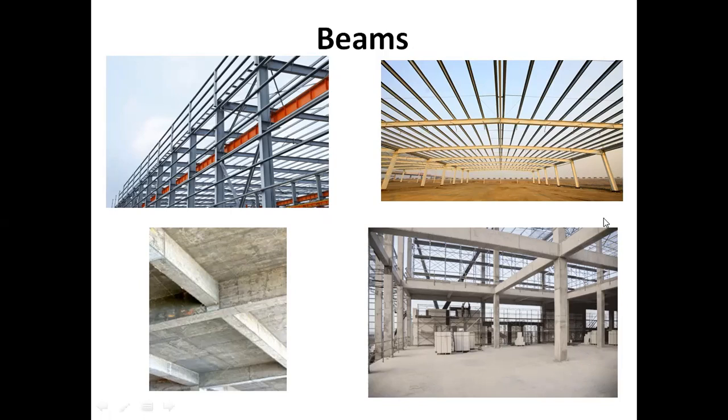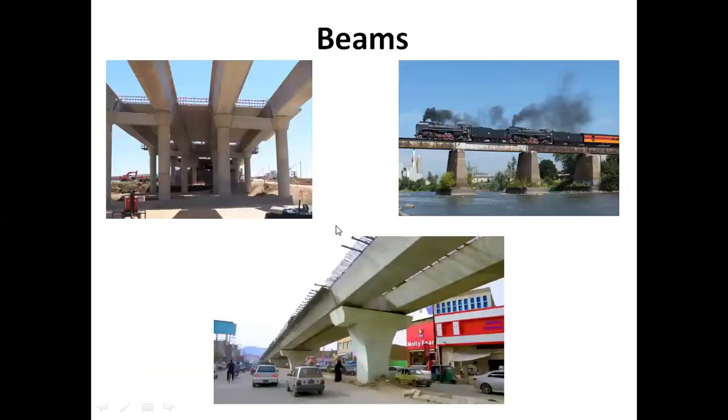Also here you see a concrete structure, and you could easily see the beam. The horizontal ones are beams, whereas the vertical ones are the columns. Some more examples of beams.